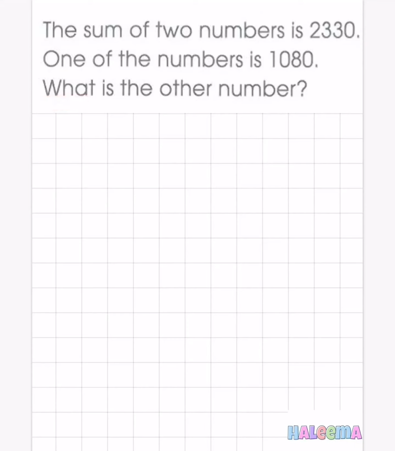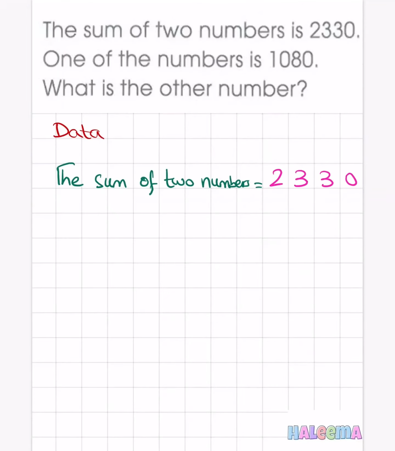Remember, in the first step, we have to write the data. Now, here, they've already given you the numbers. See, the sum of two numbers is 2,330, right? This was the first step. Now, one of the numbers is 1,080. All right. Now, see here, they've already given you the sum of two numbers, and they've told you that one of the numbers is 1,080. So what is the other number?